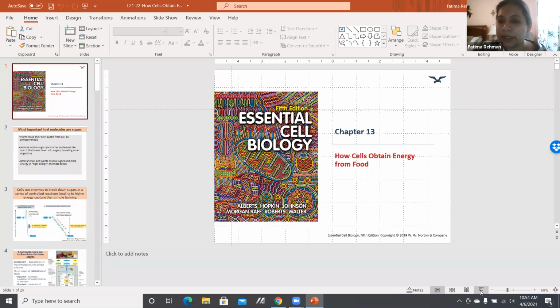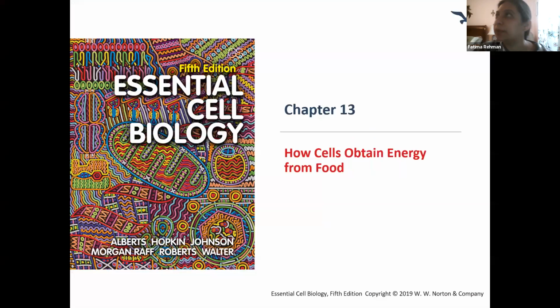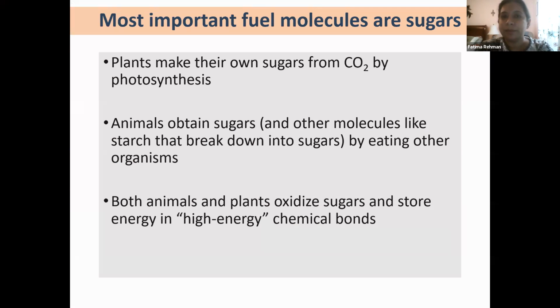Okay, so today we are going to be talking about how cells obtain energy. Specifically, once we have the food that we consume, what do we do with it to get energy to be released from that? In that case, what we are usually breaking down is actually the glucose molecules or the sugars that we have in our foods to get energy from them.